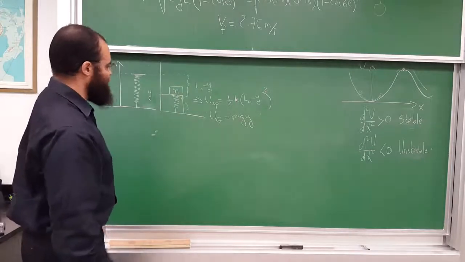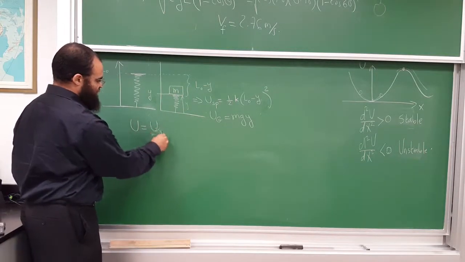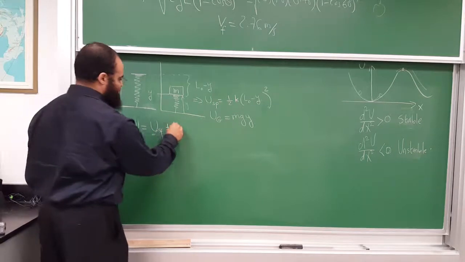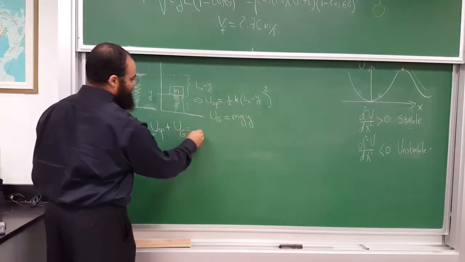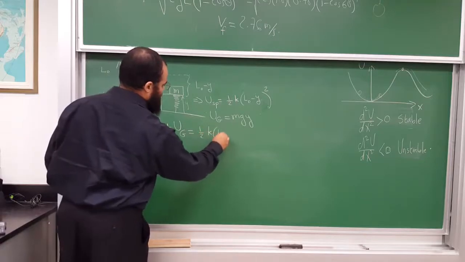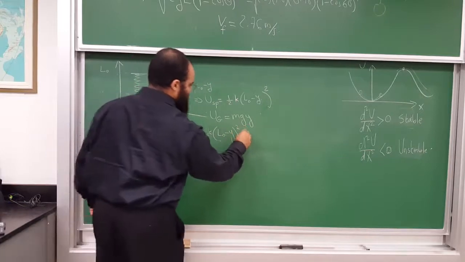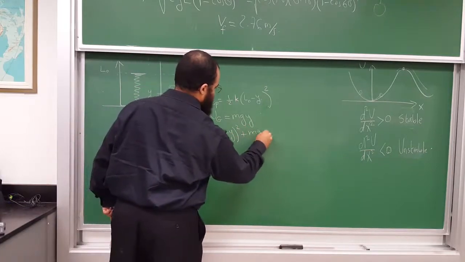Okay, sounds good. So the total potential energy will be the potential energy stored in the spring plus the potential energy due to gravity, and that will be 1/2 k (L0 minus y) squared plus mgy.